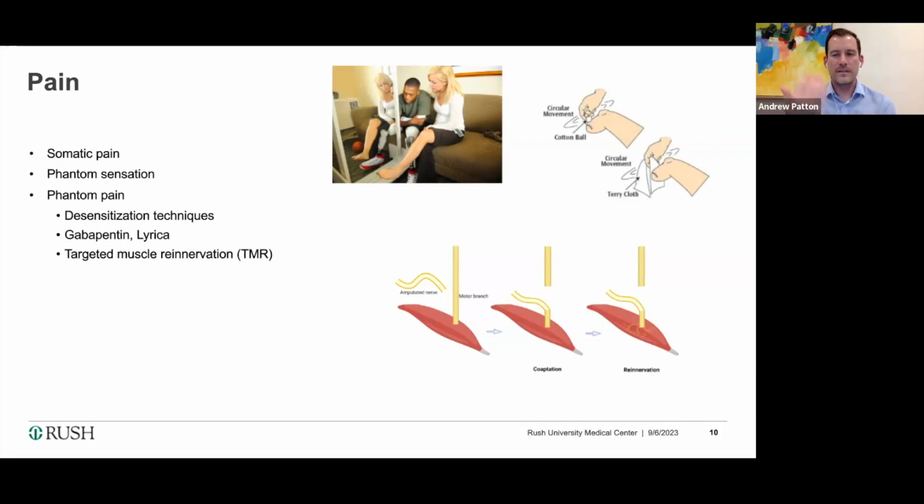Just, basically surgery related pain at the end of the actual residual limb. Phantom sensation and phantom pain are very different. And if you've never been to a prosthetic clinic before and you bring this up and you mention that there's a difference, you will just blow your attendings away.